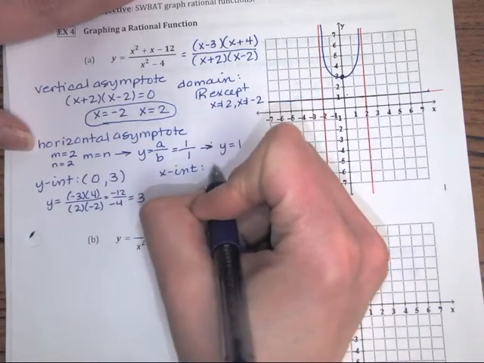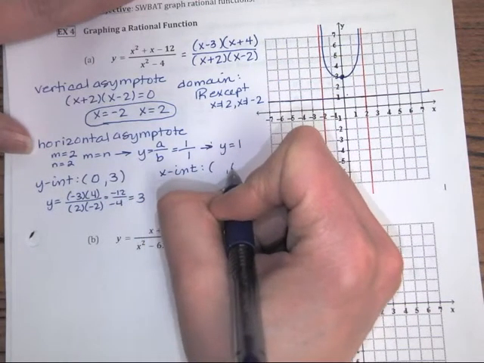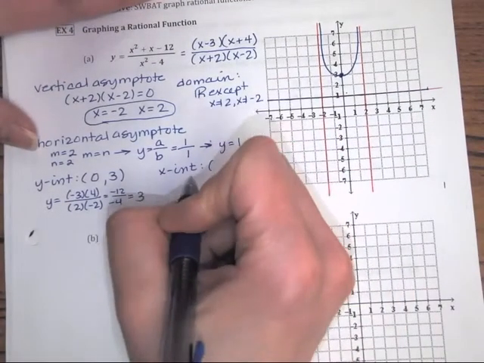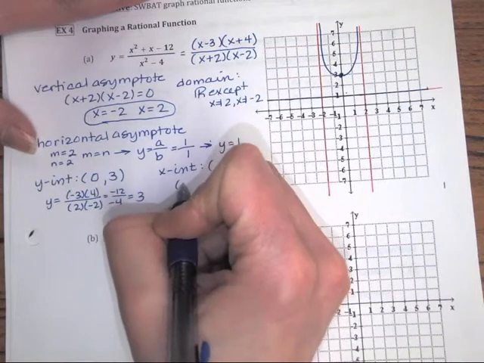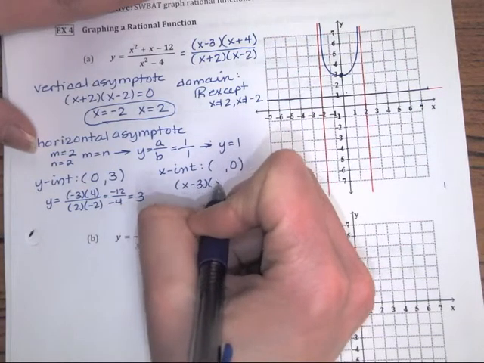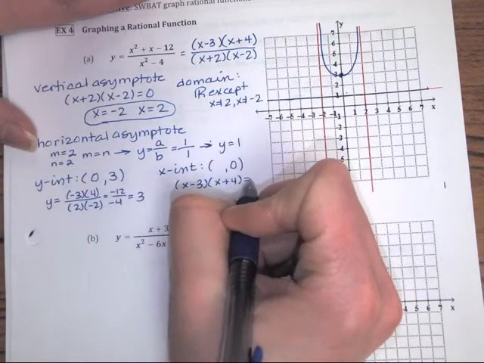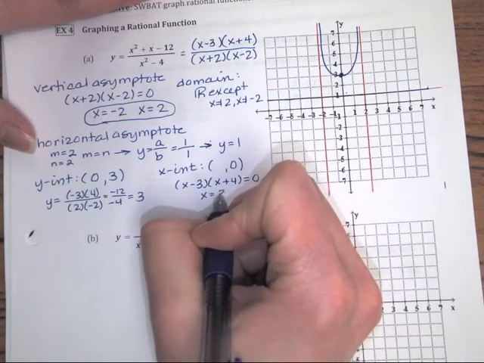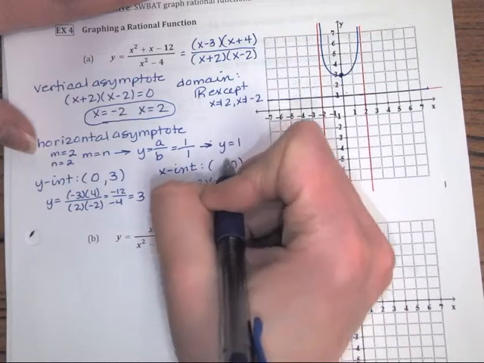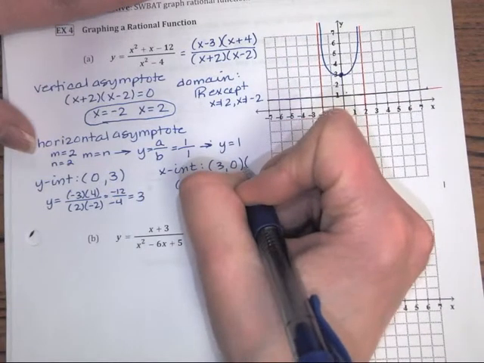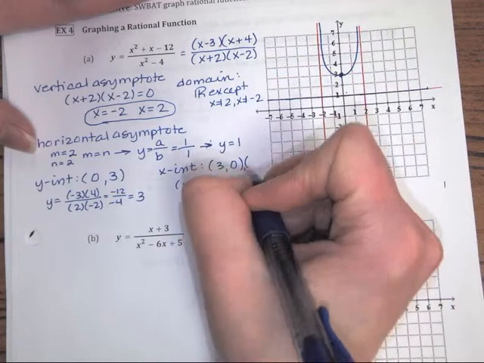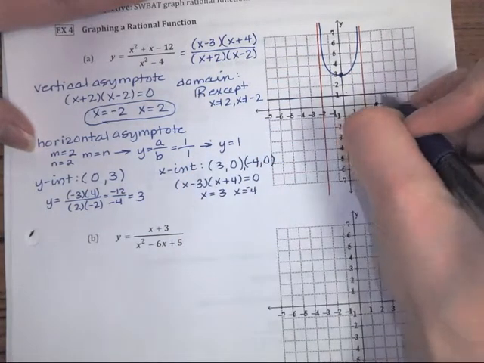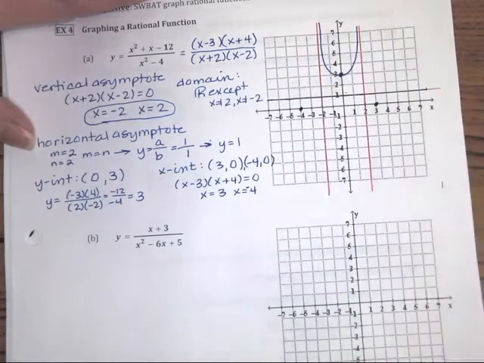And remember, with our x-intercepts, we're going to set the y equal to 0. When we do that, you set the numerator equal to 0. So this is x minus 3, x plus 4 equal to 0, which gives us x equals 3 and x equals negative 4. So 3, 0 and negative 4, 0.